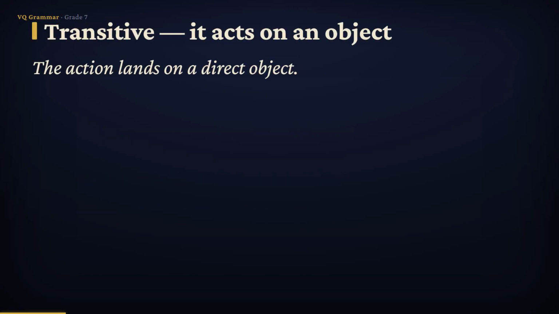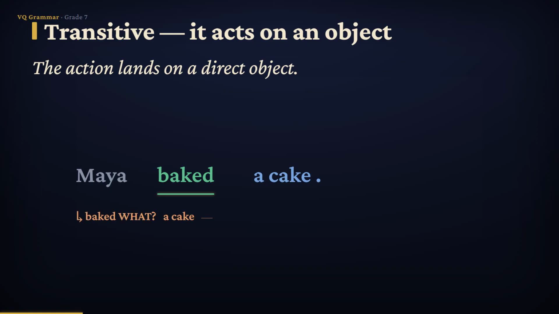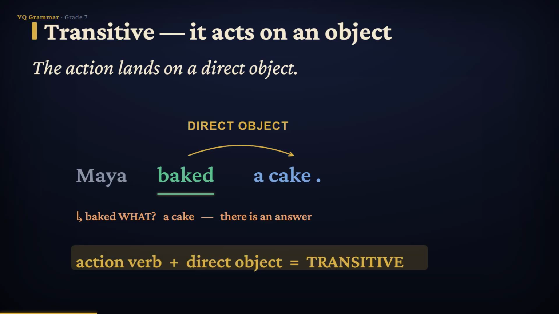Let's start with transitive verbs. A transitive verb is an action verb that does its action to something, and that something is called the direct object. Watch this sentence. Maya baked a cake. Now ask the key question. Baked what? A cake. Because there is an answer, cake is the direct object, and the arrow points from the verb straight to it. An action verb with a direct object like this is transitive.